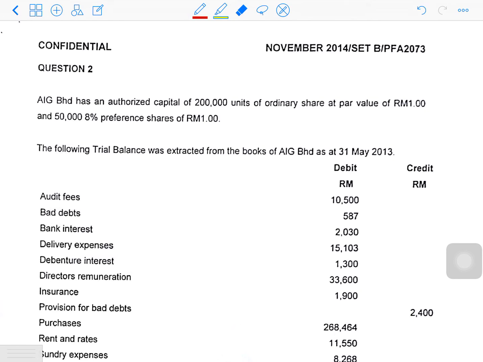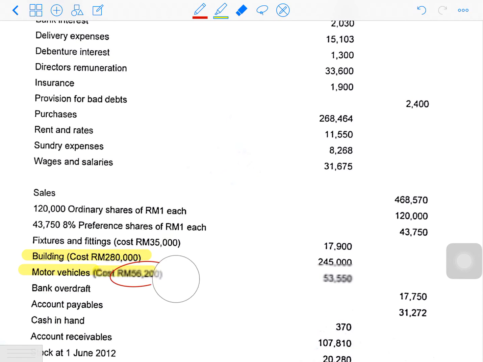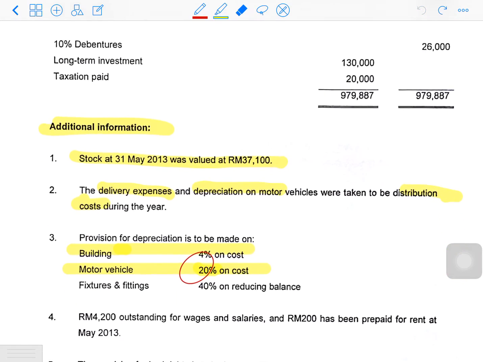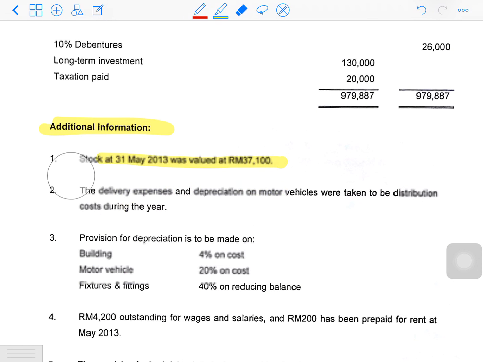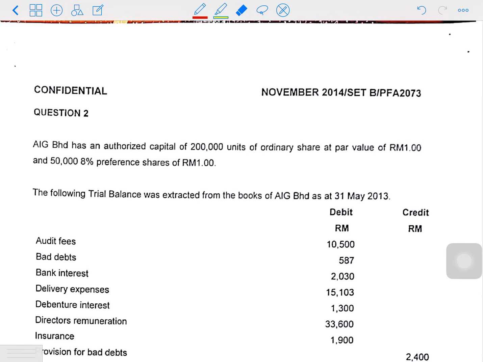This is the question on published account, which we have gone through so far in a few questions. Today we're going to look at another question on published account. As explained previously, in your final exam on published account, normally they will give you the trial balance for the first part, and the second part will be additional information.